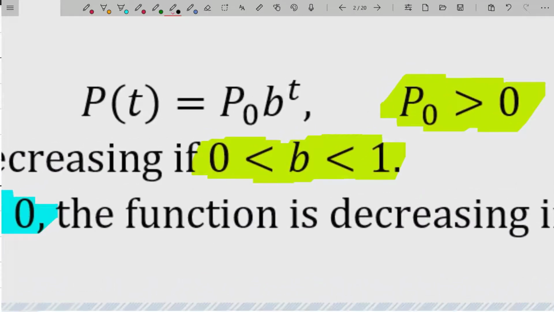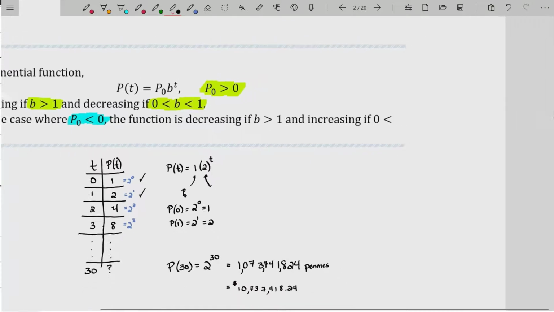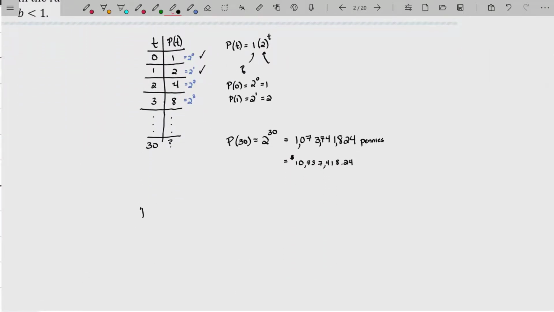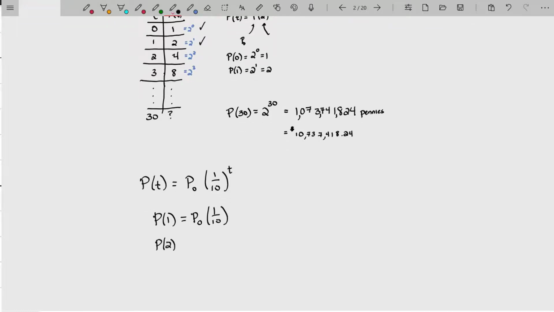So if you tried a base like 1/10, then that means every day that passes, the population becomes 1/10 of what it originally was. Let me just showcase that. If I said P of t is equal to some initial population times 1/10 to the t, then at time 1, you have 1/10 of your original population. At time 2, you have 1/10 squared of your original population, or 1/100th of your original population. You could see your population would be decaying.